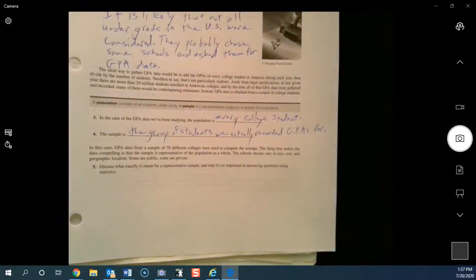It says, in this case, GPA data from a sample of 70 different colleges were used to compute the average. The thing that makes the data compelling is that the sample is representative of the population as a whole. The schools chosen vary in size, cost, and geographical location. Some are public, some are private. Discuss what exactly is meant by a representative sample and why it's so important in answering questions using statistics.